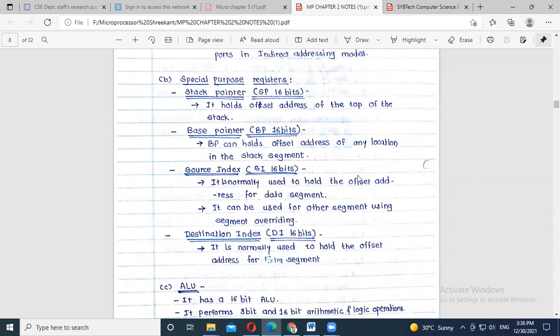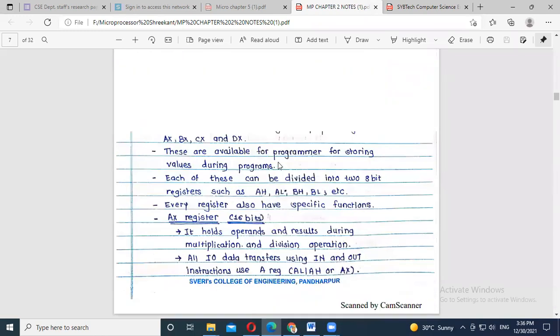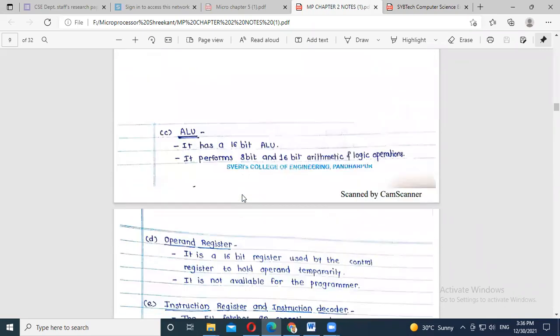It is normally used to hold the offset address for the data segment and other segments using segment overriding. That is source index, the beginning point. And the next one is the destination index, where we have to send the data, all the information at that point. Normally used to hold the offset address for the extra segment because that is the point of destination. So this is the special purpose register, and the previous one is the general purpose register.